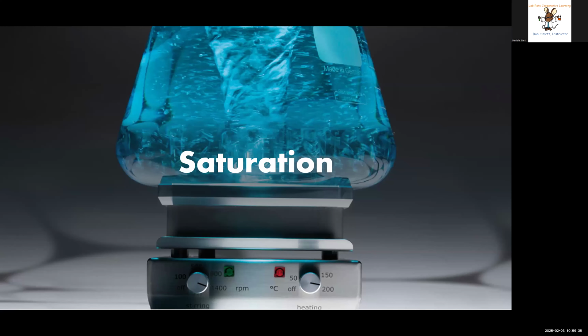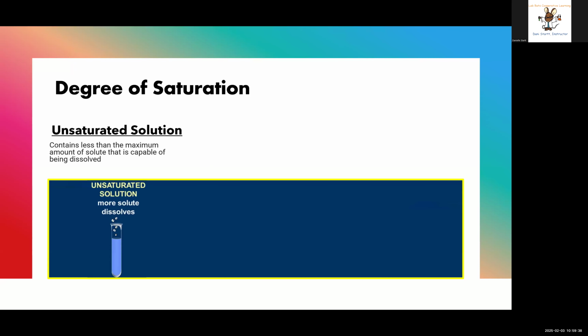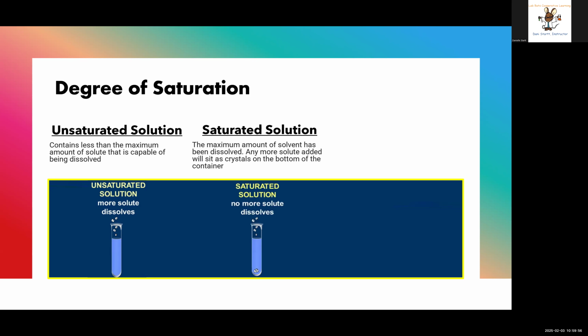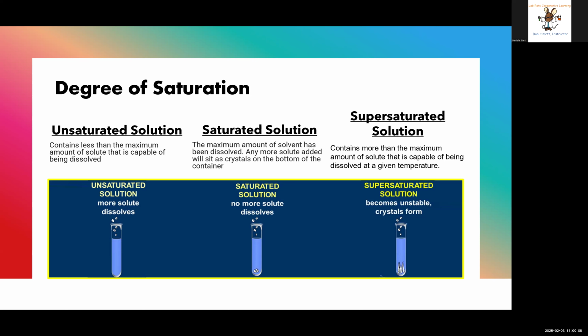So now let's talk about saturation. What is that? An unsaturated solution contains less than the maximum amount of solute that is capable of being dissolved. This could mean something is dilute, but it doesn't necessarily have to. It just means it's less than what the solution is capable of dissolving. Then you have saturated, which means the maximum amount of solute has been dissolved. Any more solute added will sit as crystals at the bottom of the container. And then you have supersaturated, which contains more than the maximum amount of solute that's capable of being dissolved at a given temperature. How can you have more than the maximum?